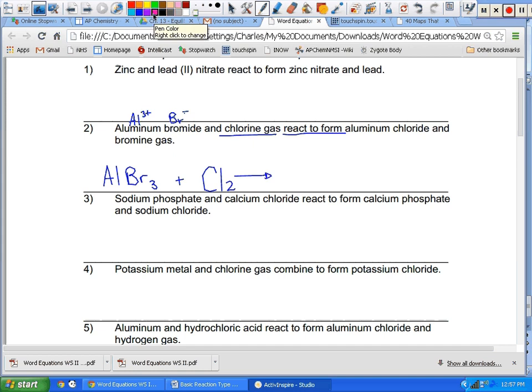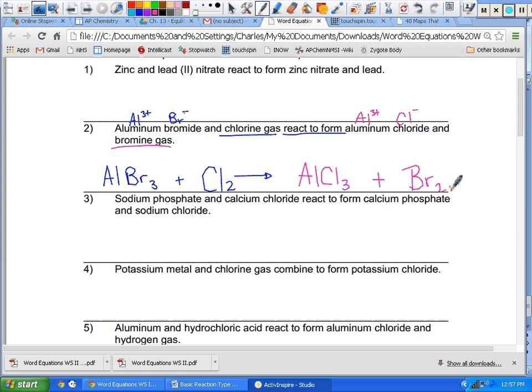All right, Trevor, aluminum chloride. Is that a compound? What are your charges? Very good. Al is a 3 plus. Chloride is a... Very good. So when you crisscross, what do you get? Very good. All right, Kalen. And bromine gas. What are you going to put? Very good. Why is the 2 there? Very good. Everybody good with that?